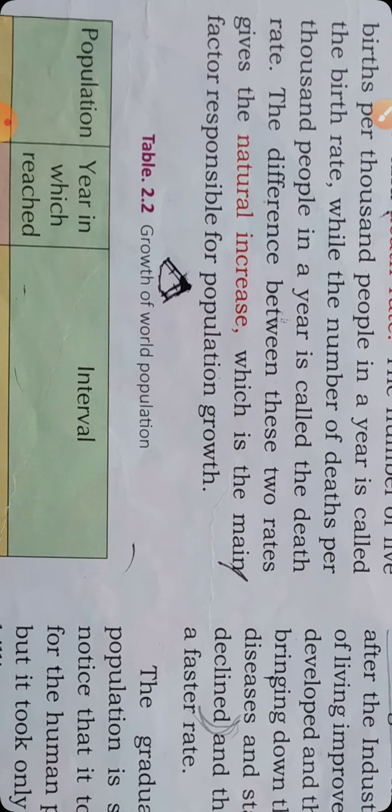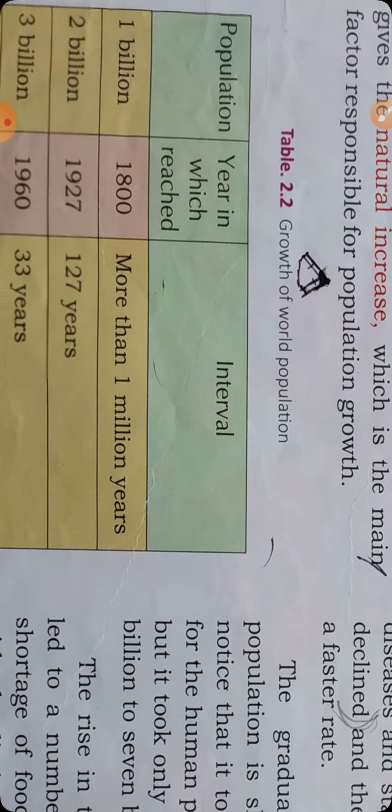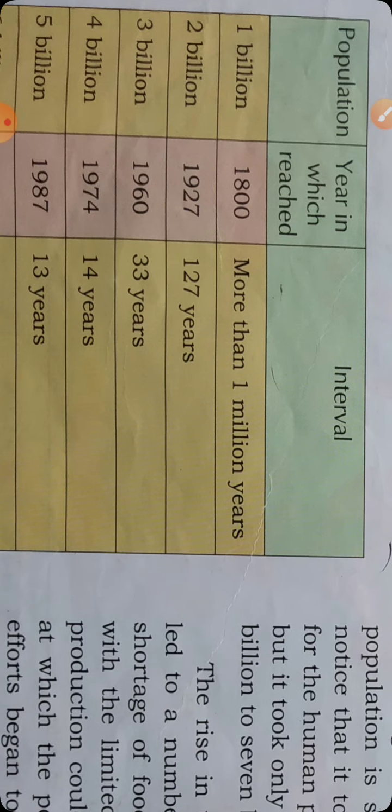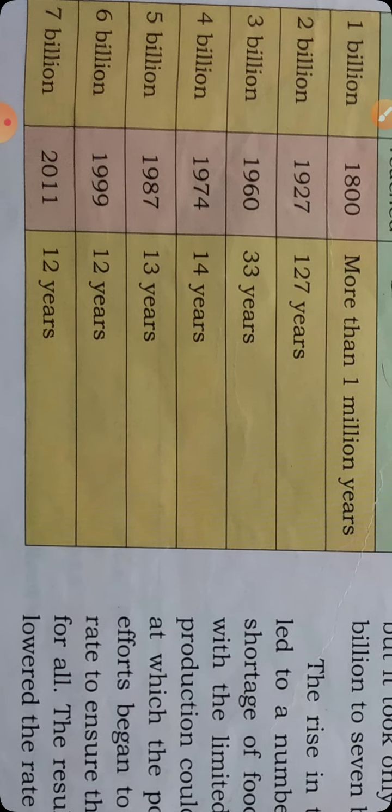We have Table 2.2, growth of world population. We have seen population in billions. In the year 1800 it reached 1 billion. Then in 1927 it reached 2 billion, which took 127 years. In 1960 it became double in only 33 years. It increases every billion. So 4 billion in 1974, 5 billion in 1987, in 13 years only, 6 billion in 1999, and 7 billion in 2011, in 12 years.